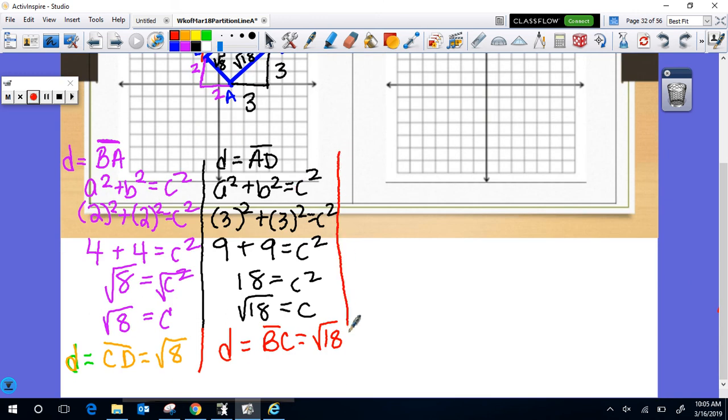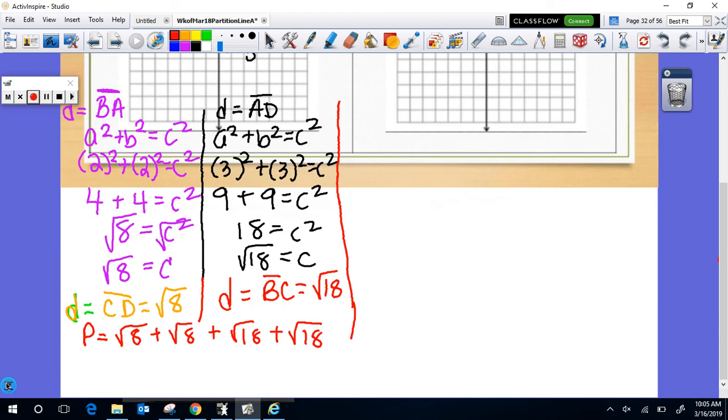And now I haven't answered the question, because perimeter means to add all the sides. So you can go and add all these together: square root of 8 plus square root of 8 plus square root of 18 plus square root of 18. And we're going to get what the perimeter equals. I'm using P for perimeter. I think that's a standard notation for perimeter.